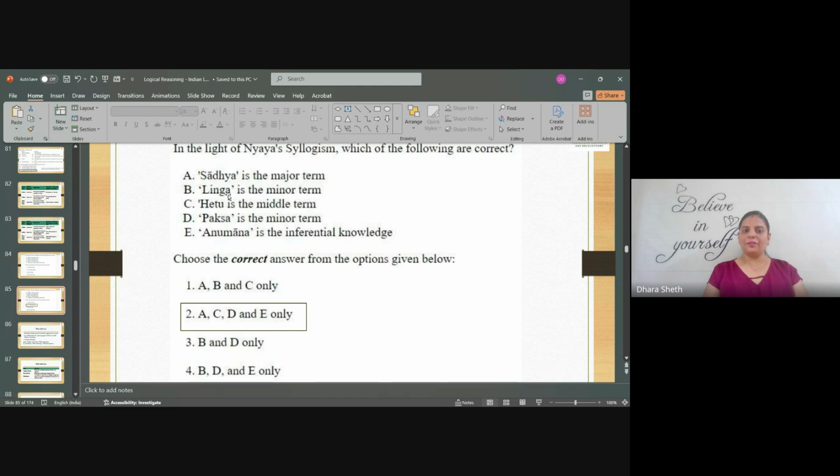Okay, so apart from the statement B that Ling is the minor term, all other statements are correct. Ling is actually another name for the middle term. Hetu, Tark, or Ling. Okay.